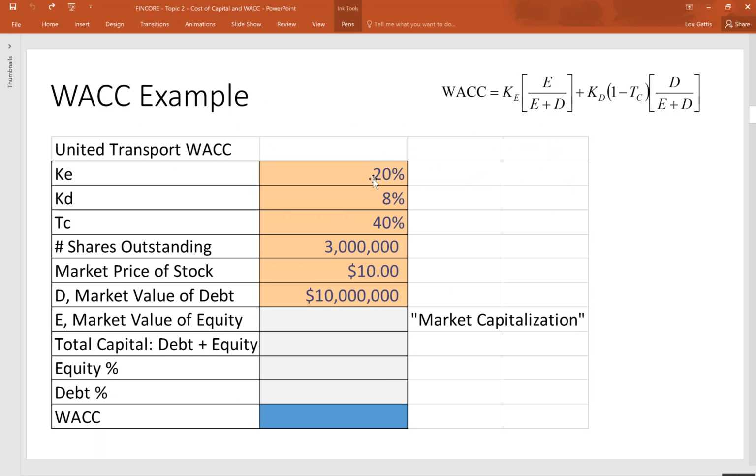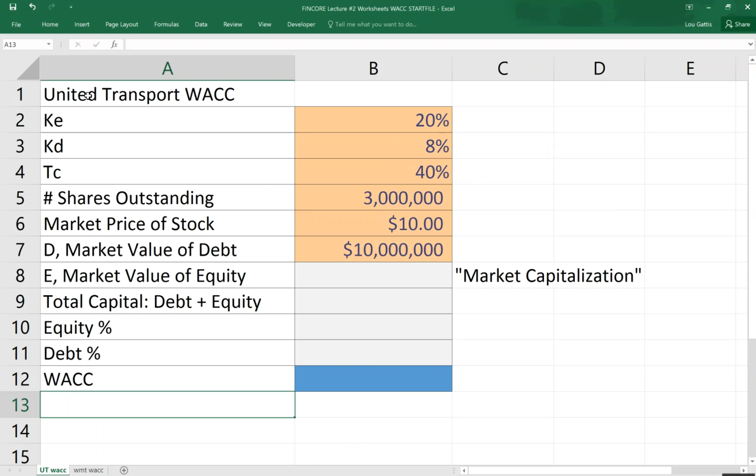So here's a quick example on how to calculate it. So I'll go to my starting file, and we're going to calculate the weighted average cost of capital for United Transport. So let's assume that the cost of equity is 20%, the cost of debt is 8%, tax rate is 40%, there are 3 million shares outstanding, the market price of each share is $10, and the market value of debt is $10 million. We'll first calculate the market value of all equity.